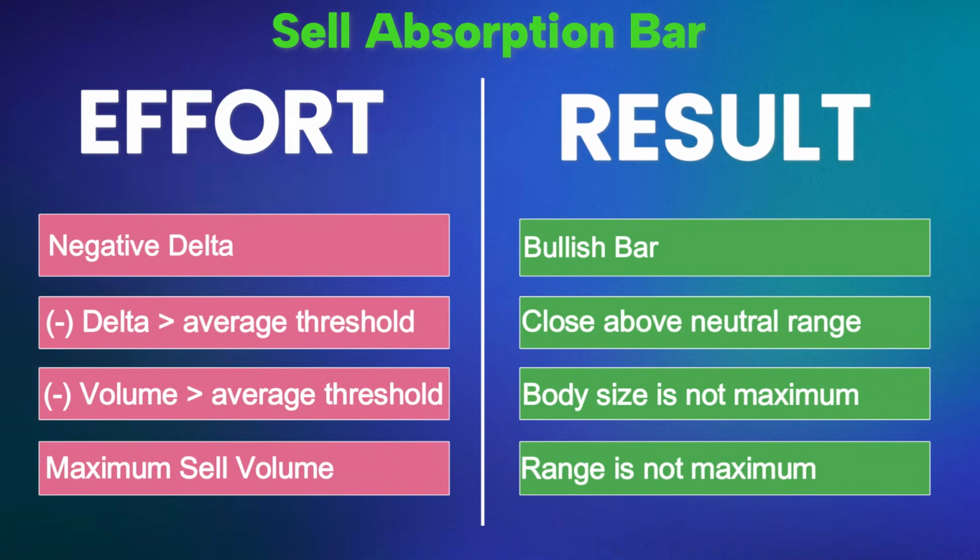Next, we move to the second element, the result. At this stage, even though the sell side has shown strong effort, the final outcome does not favor them. Instead, it shifts to the buy side. This is reflected in the candle behavior. The candle closes as a green candle, the closing price is above the neutral range. The candle body is not the largest, and the candle range is not the maximum. When all of these conditions come together, the system confirms that the entire selling pressure has been absorbed by the buyers. In other words, the sell side tried hard, but the buy side won.